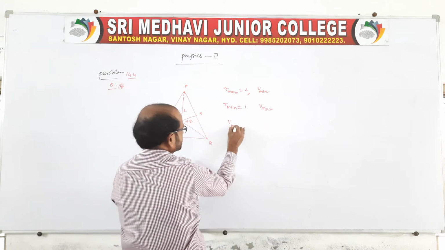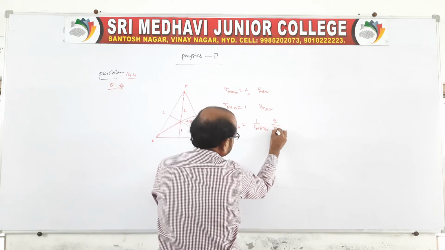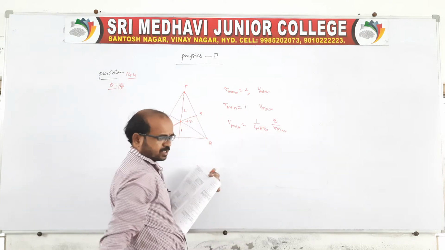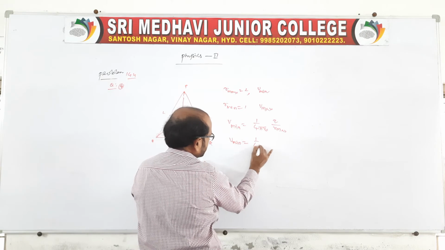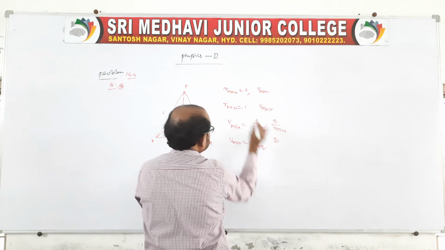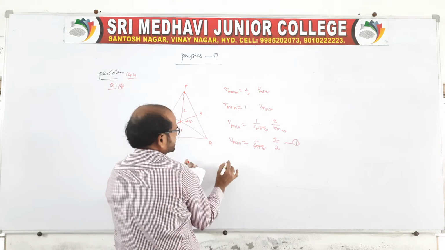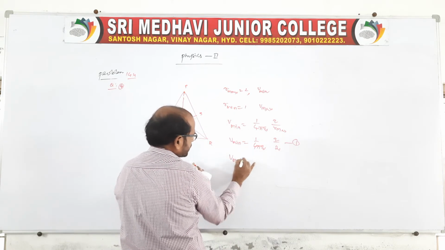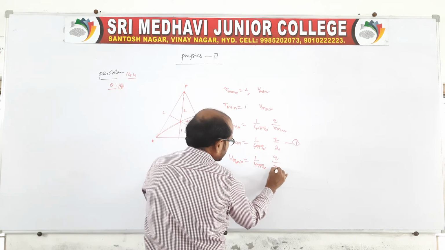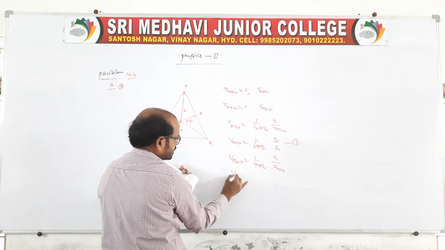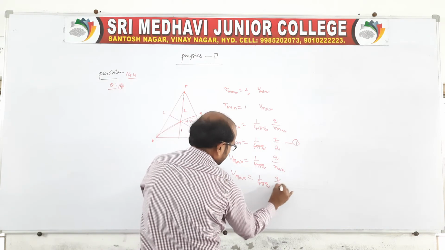So first, V minimum is equal to 1 by 4 pi epsilon Q by R maximum, because it is inversely proportional, definitely we will get the minimum. So V minimum is equal to 1 by 4 pi epsilon Q by R maximum, which will be 2. This is equation 1. And V maximum is equal to 1 by 4 pi epsilon Q by R minimum. What is the minimum value? So V maximum is equal to 1 by 4 pi epsilon Q by 1. This is equation 2.